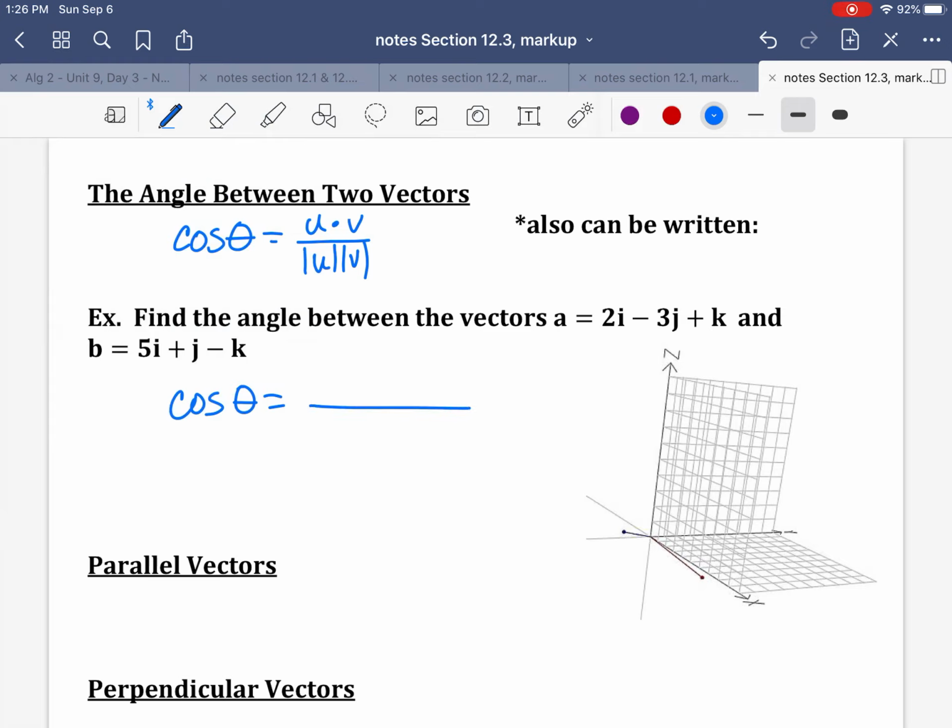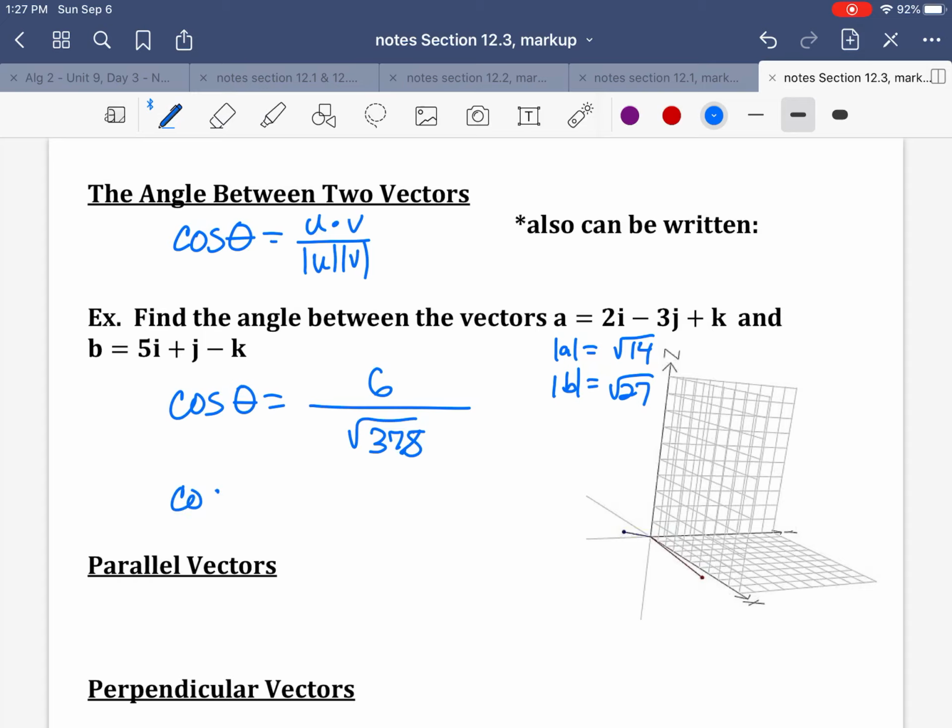All right. So let's see the dot product. If I dot 2, -3, 1 with 5, 1, -1, I get 10, -3, and -1. So 10 minus 4 is 6. And at the bottom, I do the magnitude of A. The magnitude of A comes out to 4 plus 9 plus 1, so square root of 14. And then the magnitude of B, I get the square root of 25 plus 1 plus 1, so square root of 27.